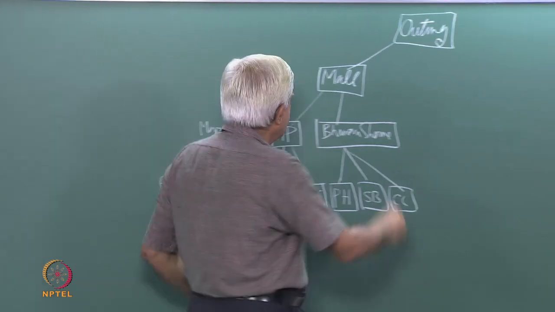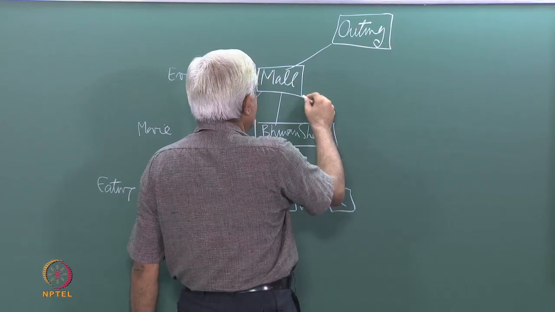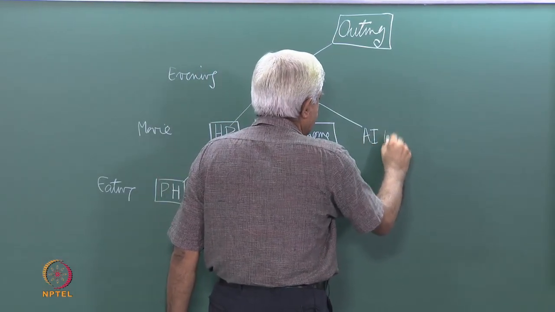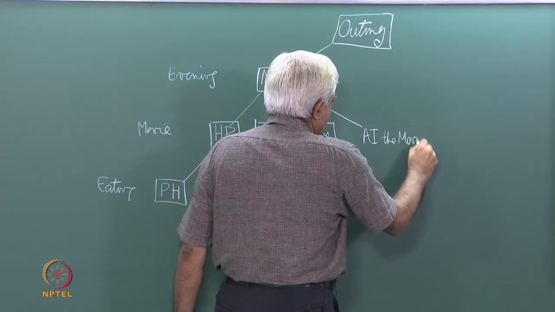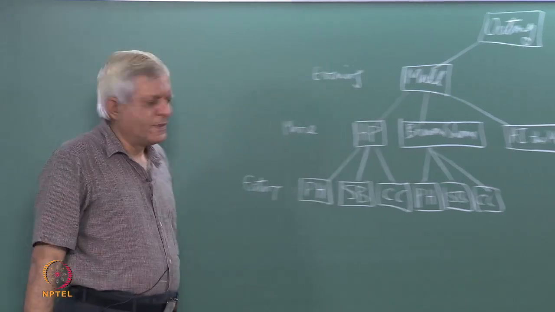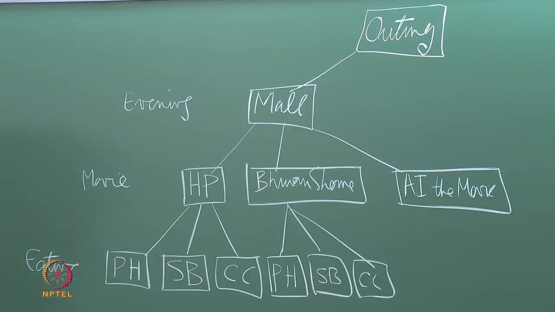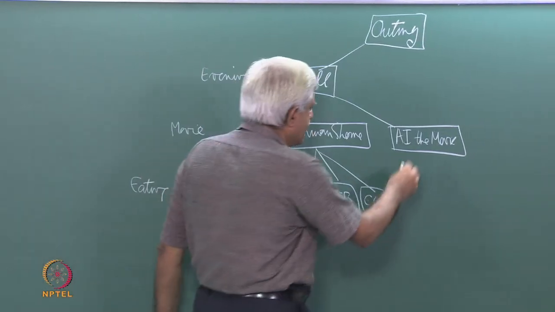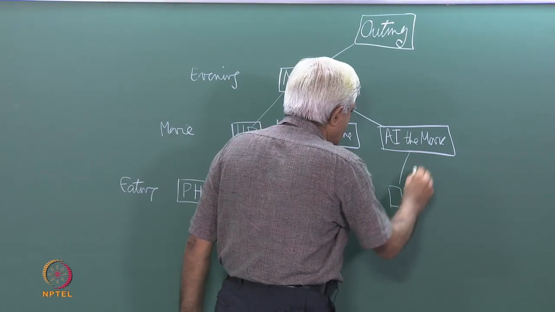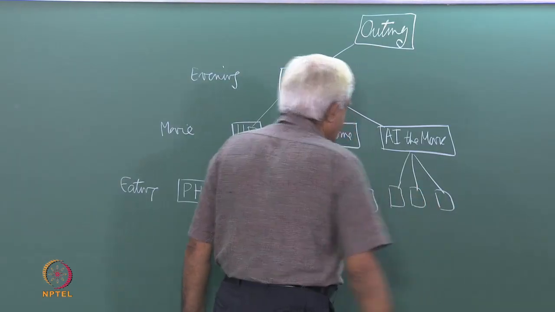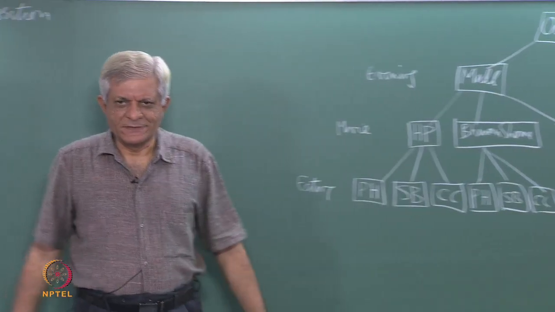Then you try one more movie, let us say AI the movie. You must be knowing there was a film called AI the movie, and then you try these 3 options again. I will not write them, but these are the same 3 options that you are trying, and your friend again says no essentially.